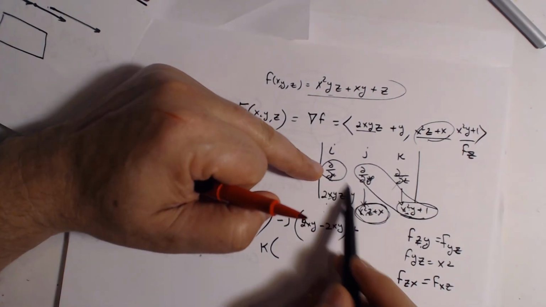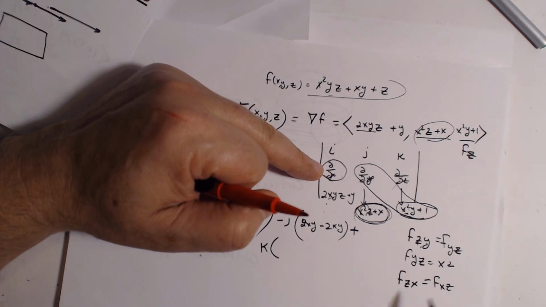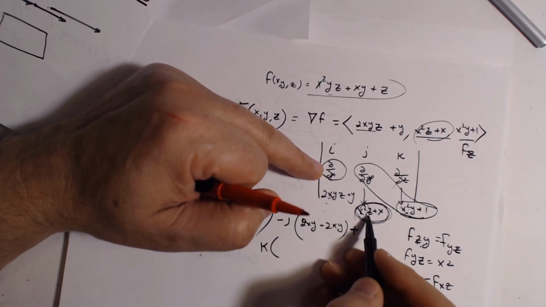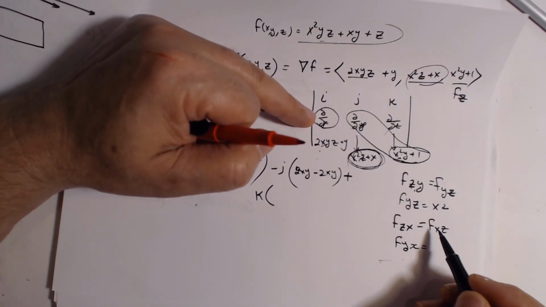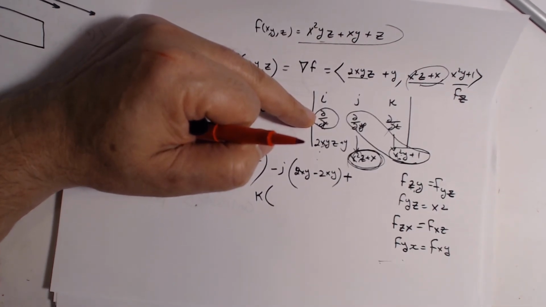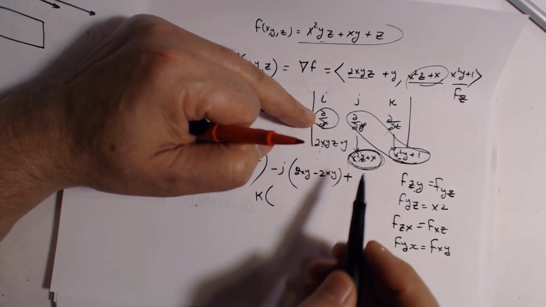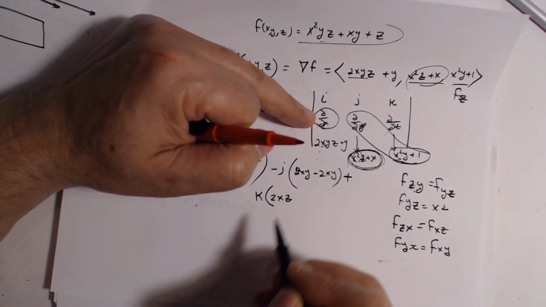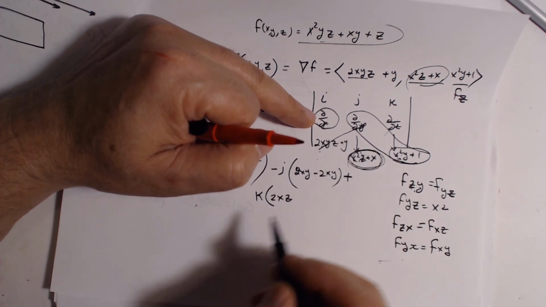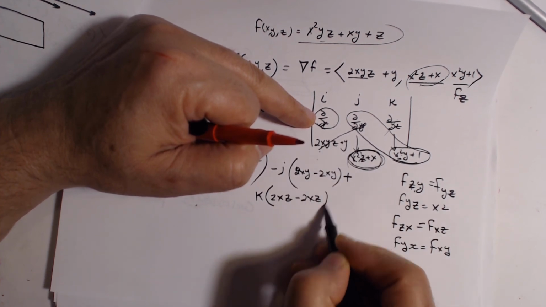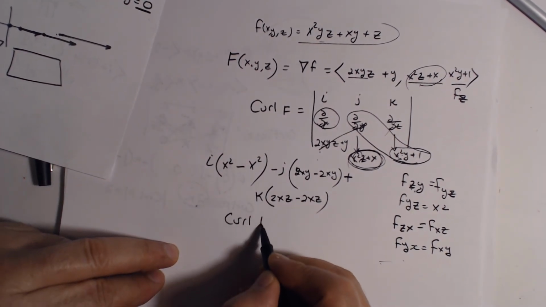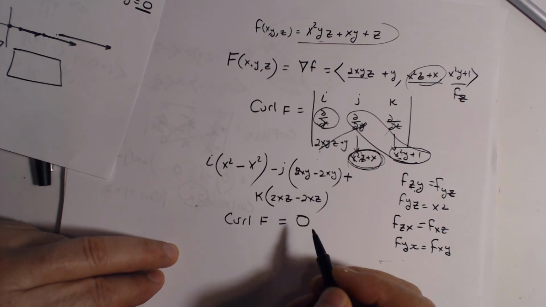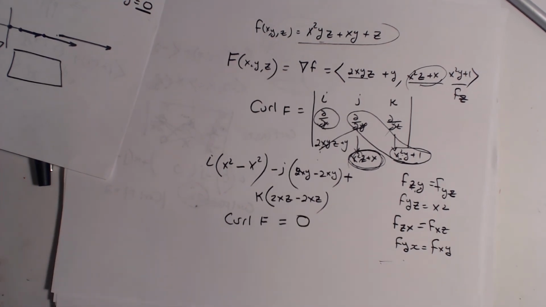Remember, this is my k, but this is partial derivative with respect to y. But right now I'm taking partial derivative with respect to x. That should be the same as partial derivative of x with respect to y. Let me see. With respect to x is 2xz. But with respect to y is 2xz. And what is the curl of the function? 0. And tell me why.